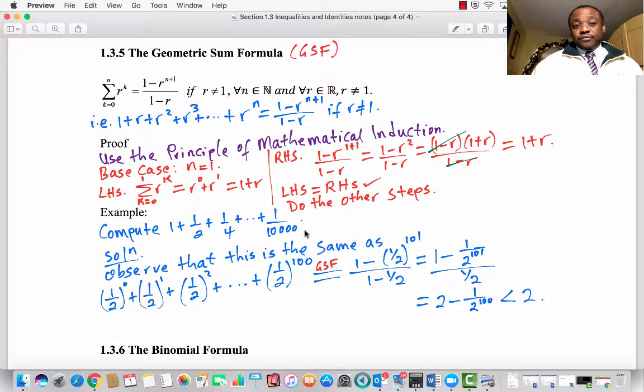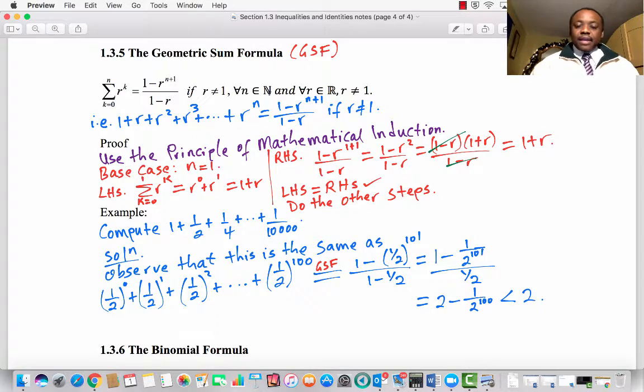Proof. The proof of the geometric formula follows the principle of mathematical induction. As a matter of fact, whenever you are asked to prove something for every natural number n, it always goes by the principle of mathematical induction, whether you're told or not.